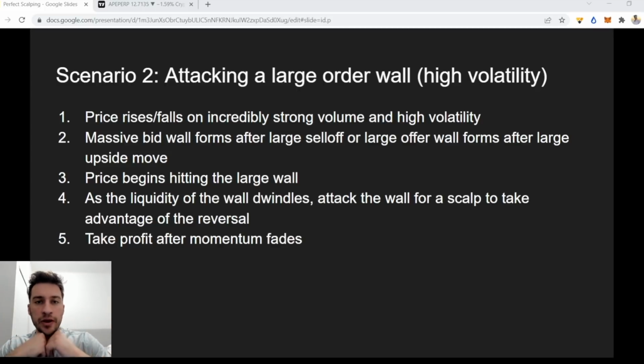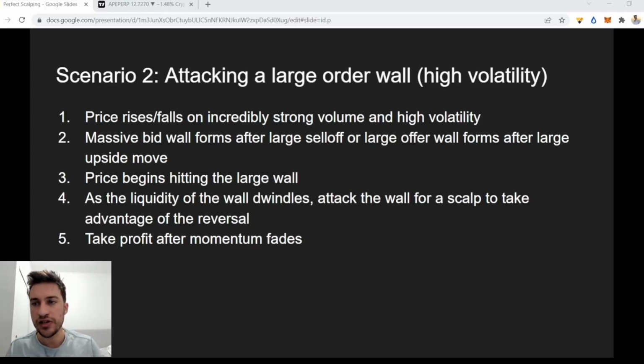What do I mean by that? Well, imagine that price falls a lot, and there's an offer wall, meaning a large limit sell order. Let's call it 10K APE. It keeps getting lowered and lowered, and what's eventually going to happen is that if it keeps doing that, there will come a point in time where it breaks and gets bought out.